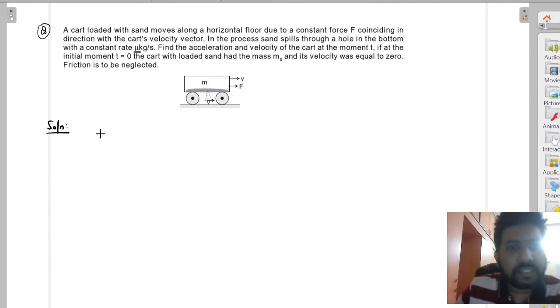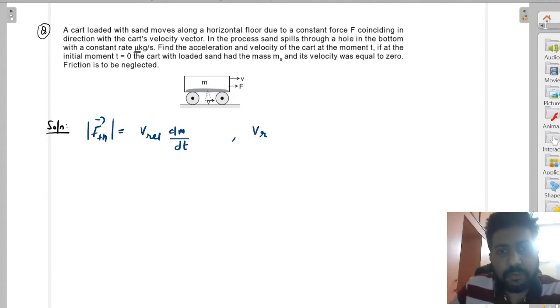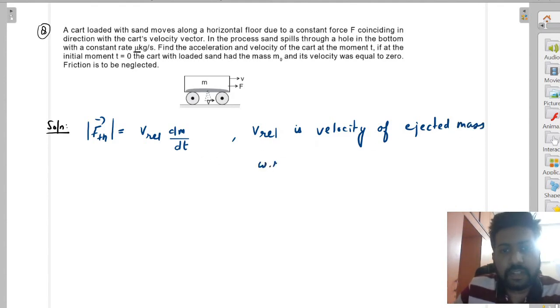So here you will see that first we have to find the thrust force, and if you remember the thrust force, the magnitude is equal to V relative times dm by dt. Now what is V relative? V relative is the velocity of the ejected mass with respect to the system.